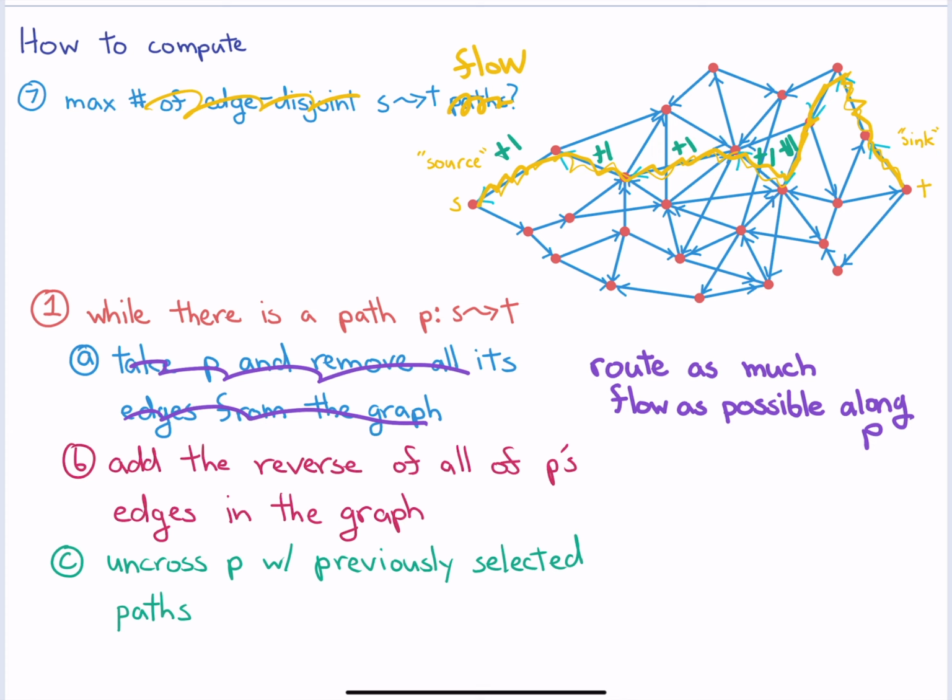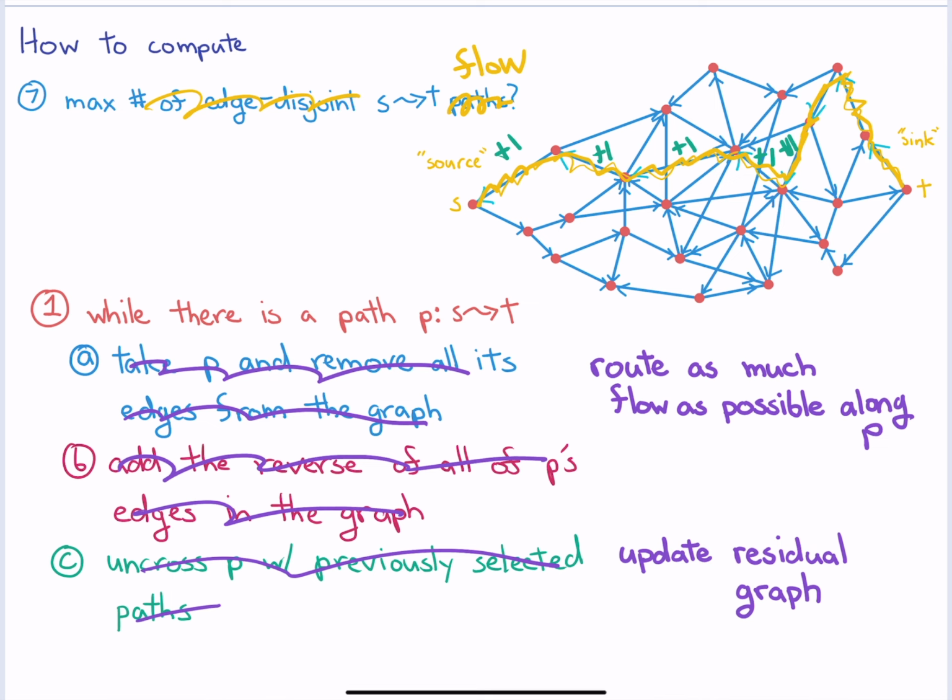And then the other adjustment we need to make is, we don't really add the reverse exactly. We just update the residual graph based on how we just did. So equal to the amount of flow, I'll add reverse edges and subtract capacity and stuff like that.